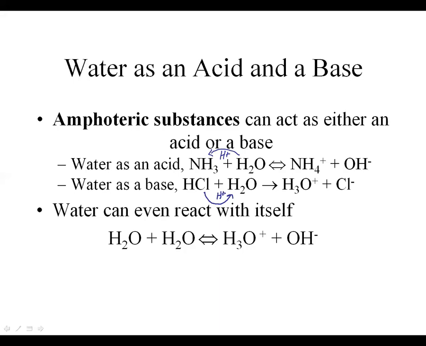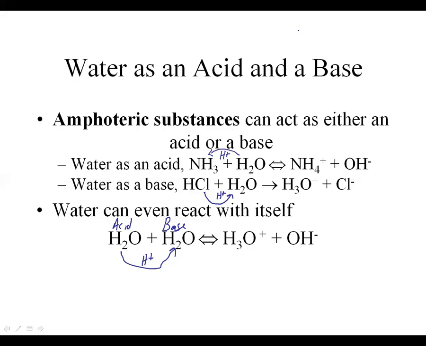When two waters get together, they also can act as an acid or a base, and that's essentially what's happening in water. One could act as an acid and one could act as a base, so we'll say this guy is our acid and this guy is our base. When one of the waters accepts the H plus, it will produce OH minus from the acid. And obviously the base will accept the H plus and produce H3O plus.